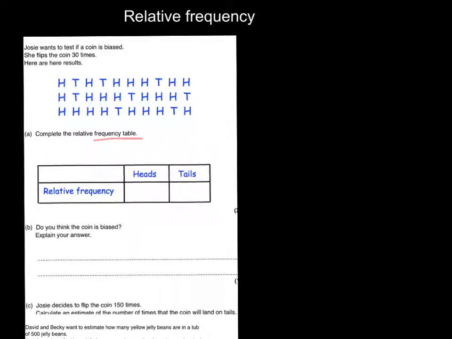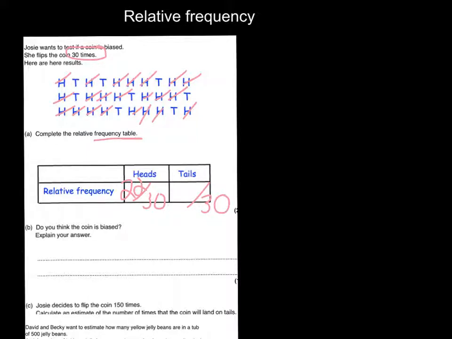So the relative frequency, because she does it 30 times, straight away we know it's going to be out of the possible 30 as our probability. So our answers are going to be something out of 30. We then just need to work out how many were heads. So heads, 1, 2, 3, 4, 5, 6, 7, 8, 9, 10, 11, 12, 13, 14, 15, 16, 17, 18, 19, 20, 21, 22. 22 out of 30 would be the probability for getting a head with this experiment.